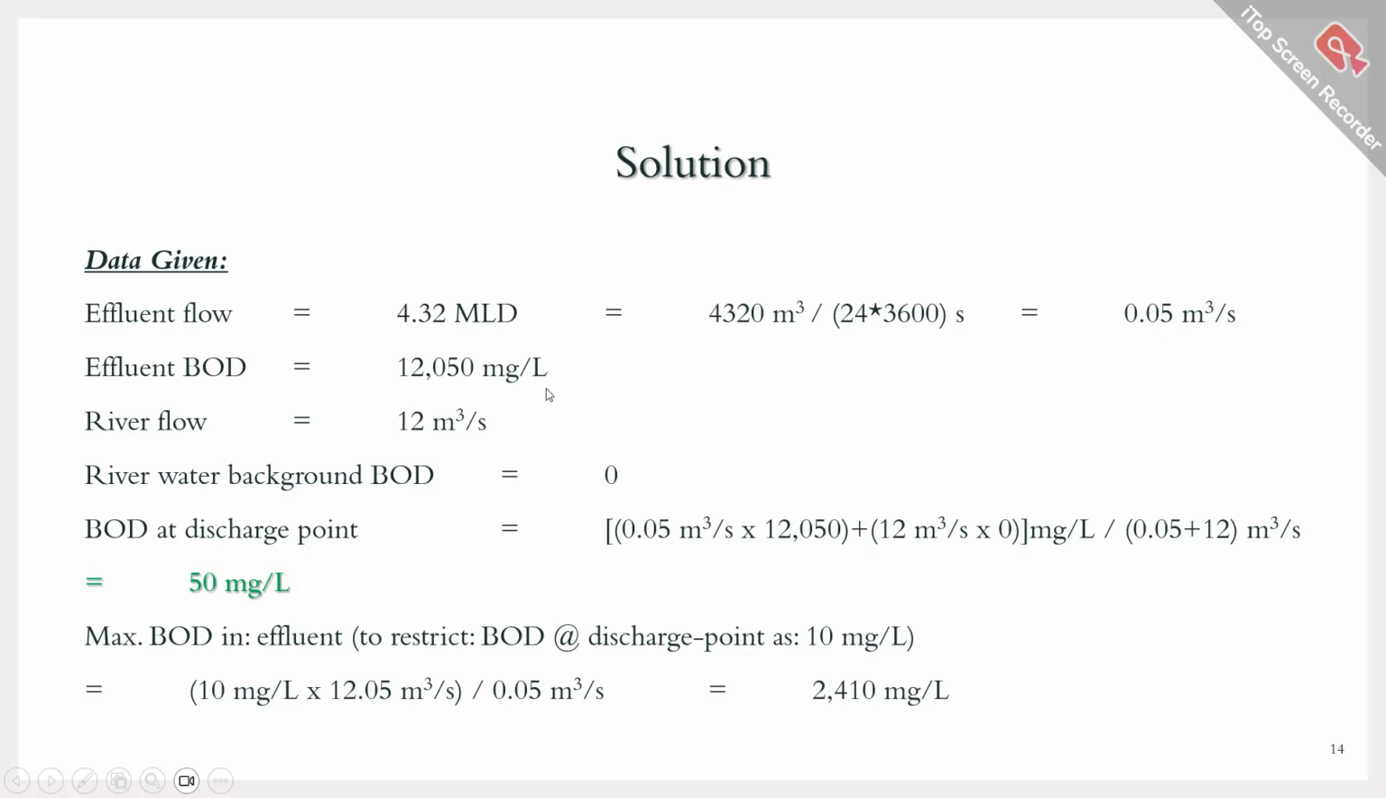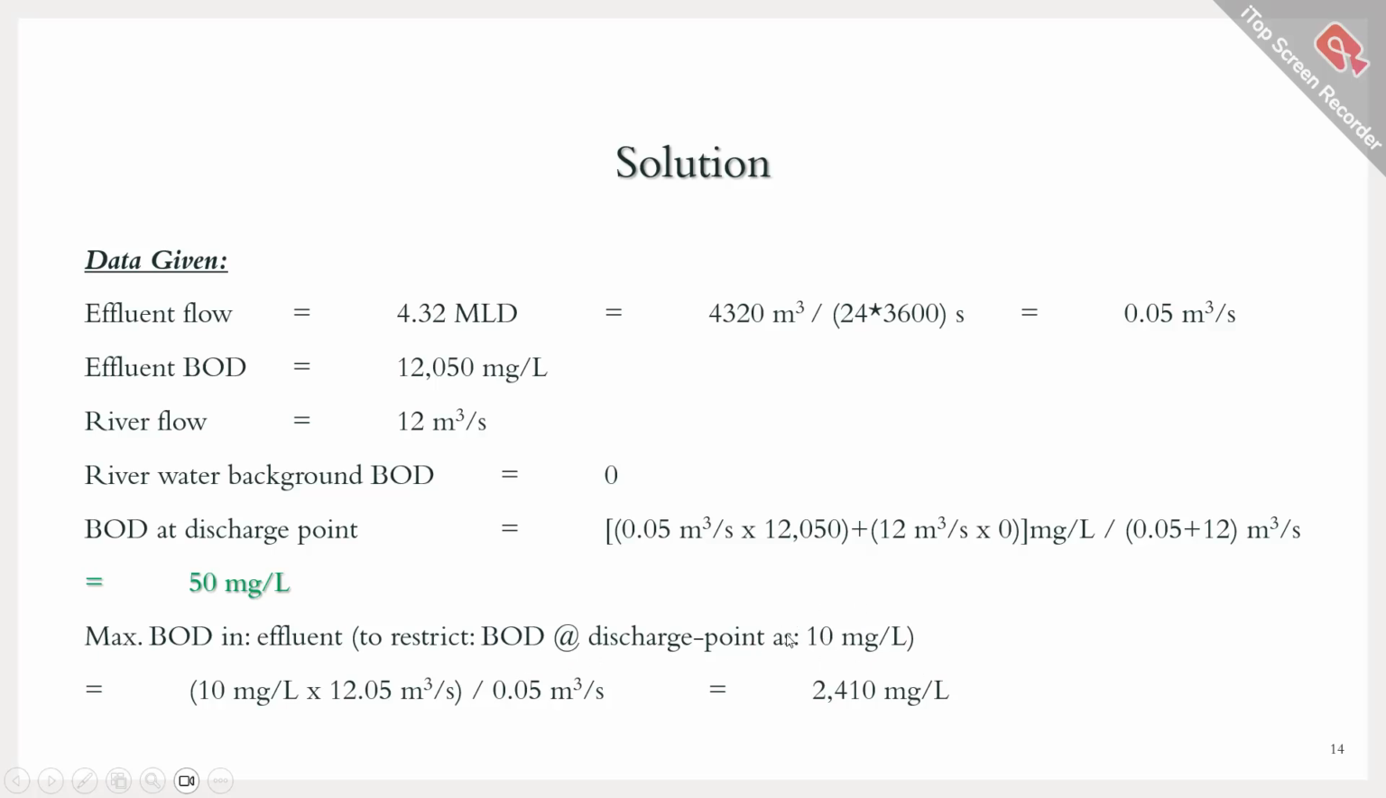0.5 meter cube per second and 12,050 milligram per liter. So we have to bring down this BOD in this flow rate to certain levels, so that after mixing it becomes 10 milligram per liter. So we just translated it.